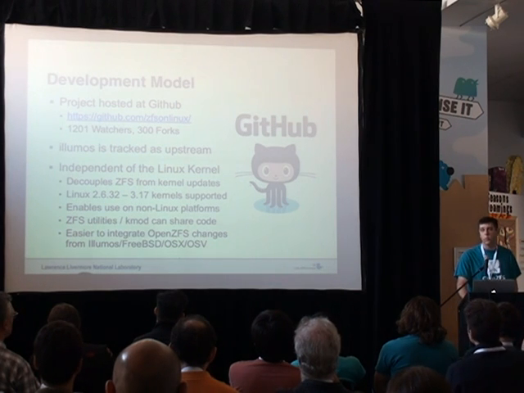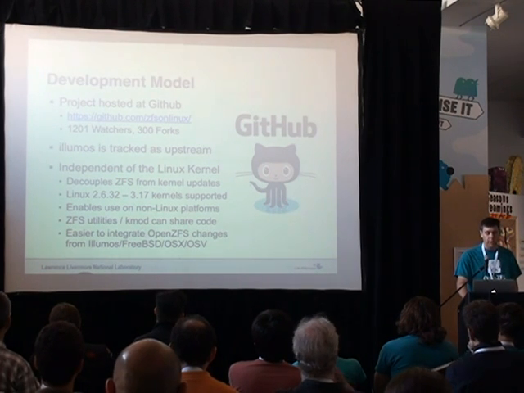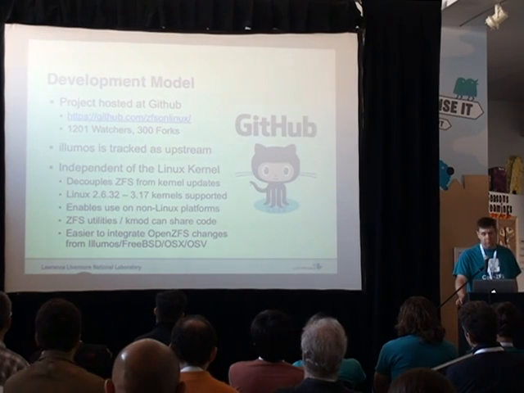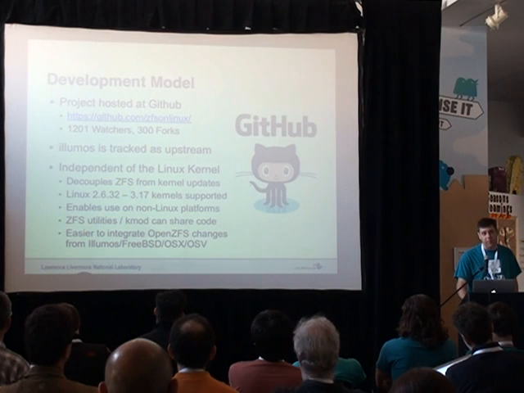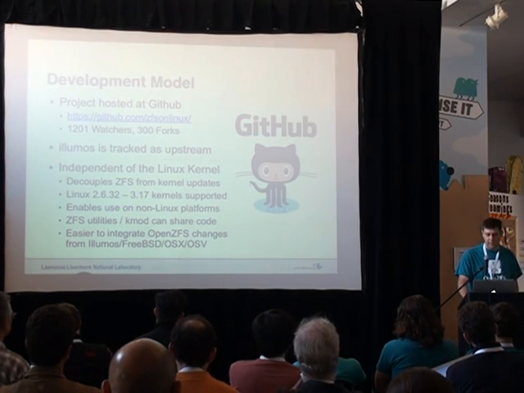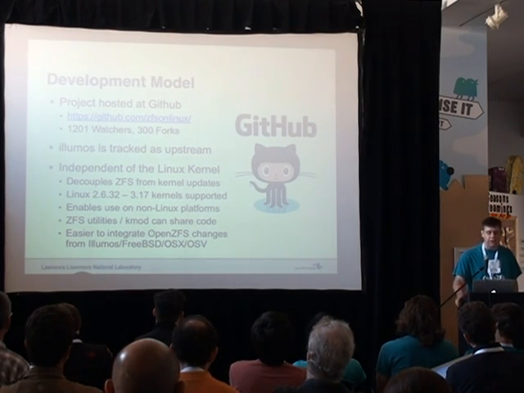So you can roll your kernel forward, or ZFS forward independently, or backward. So you're not stuck with a particular kernel version. Currently, we support a wide variety of kernels, a whole range of them. And this enables use on non-Linux platforms. If people wanted to go through the effort, they could update the build system to build on that platform of choice. Some other advantages of this: utilities and the KMODs can share the same code.